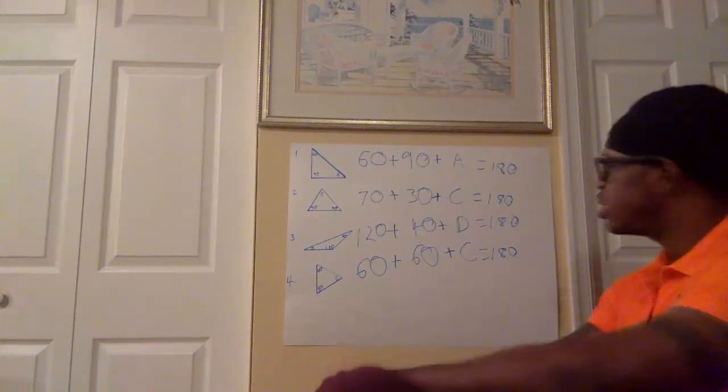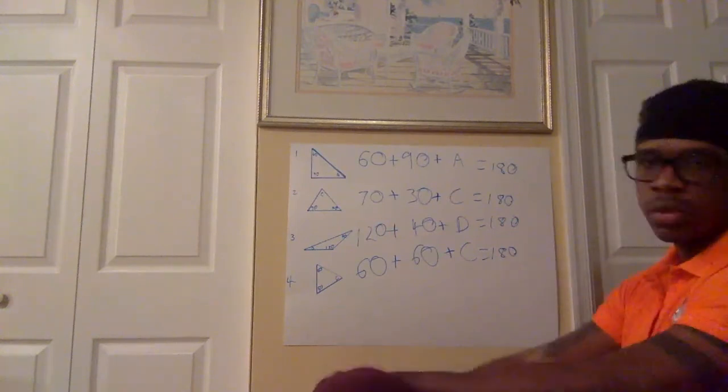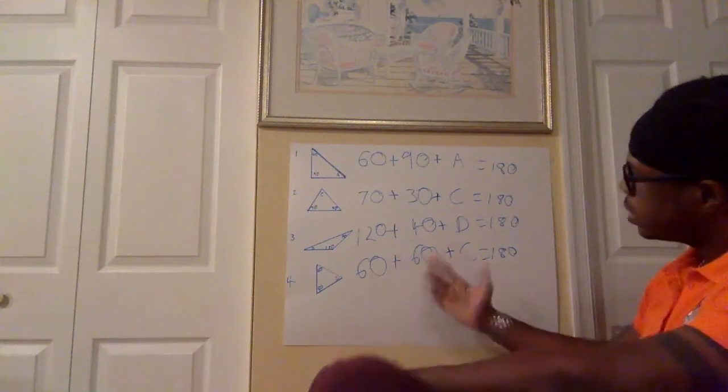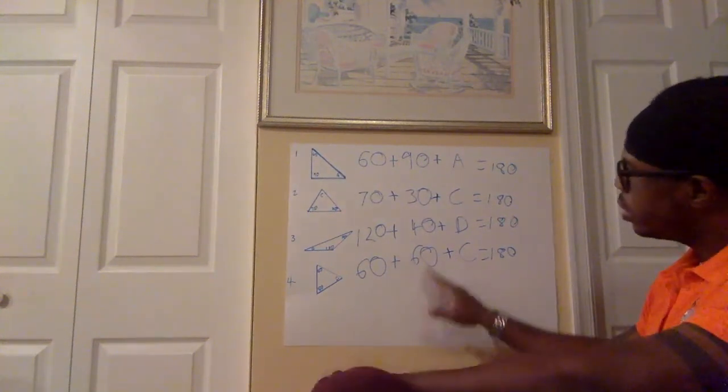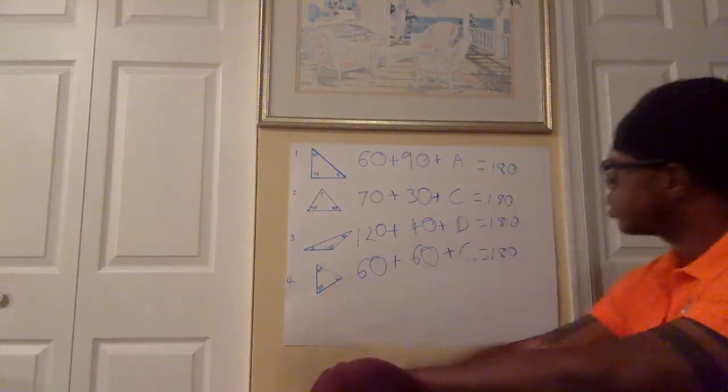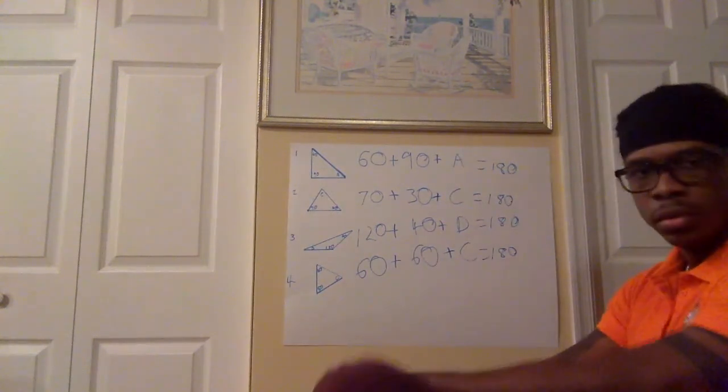And then number 4, 60 plus 60 plus something equals 180. 60 plus 60 is 120. 120 plus C, you can't. You got to take the 120 away. Whenever you take away on one side, you have to do on the other. 180 minus 120 is going to give you 60.